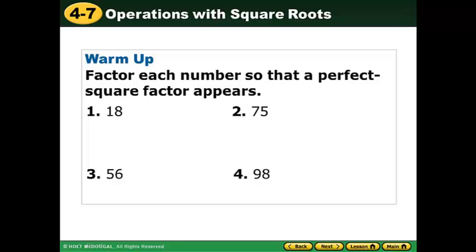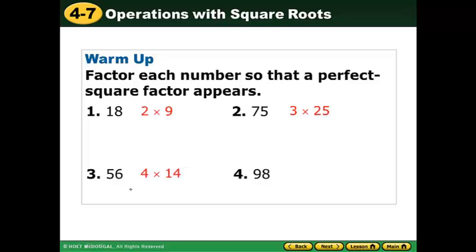Okay, welcome back. Let's see how you did. So 18 we can factor out. So here we have 2 times 9. Why do we have 9? 9 is a perfect square. So that's good. Number 2, 3 times 25. 25 is a perfect square. That's great.